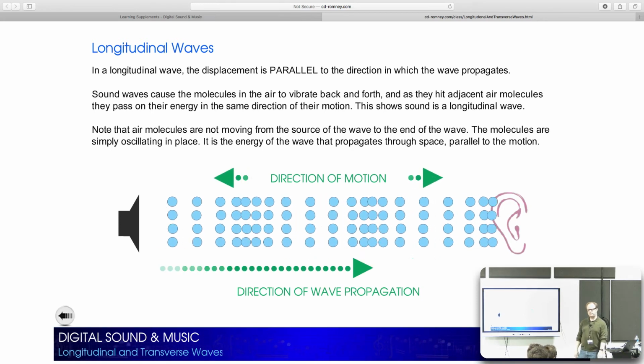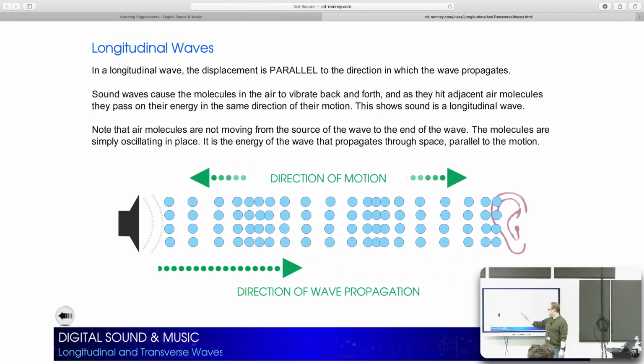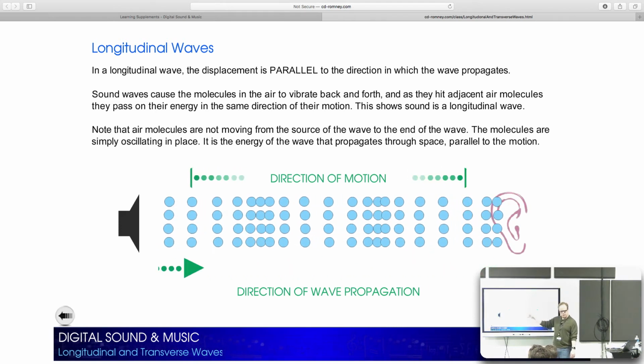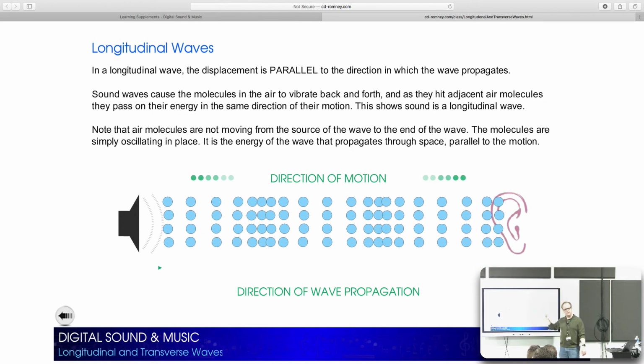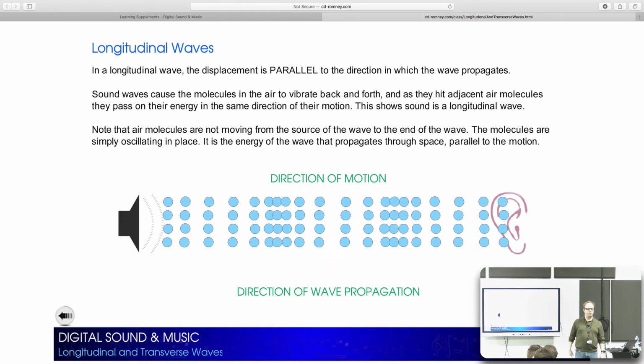Okay? So what's happening here is we've got a little loudspeaker that's pushing on the air, and that pushes on the air next to it, which pushes on the air next to it, which pushes on the air next to it, until eventually it pushes against a bit of air that's right up against your eardrum, and that bit of air pushes on your eardrum, and your eardrum then does the thing. Okay?